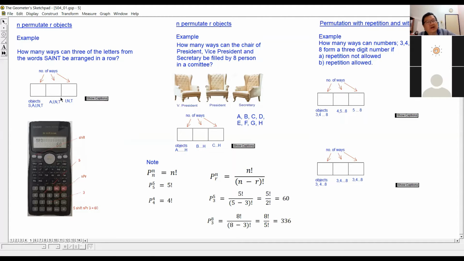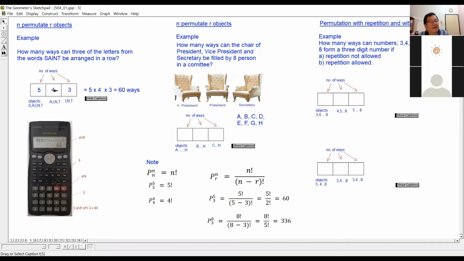You want to arrange 3 only. So you prepare 3 boxes. Now this first box: how many ways can I fill up the first box? How many different objects can I put in the first place? 5. Now, after using up one of the letters, how many are left to fill up the second place? 4. Then the last place, how many ways can I fill up the last place? 3.